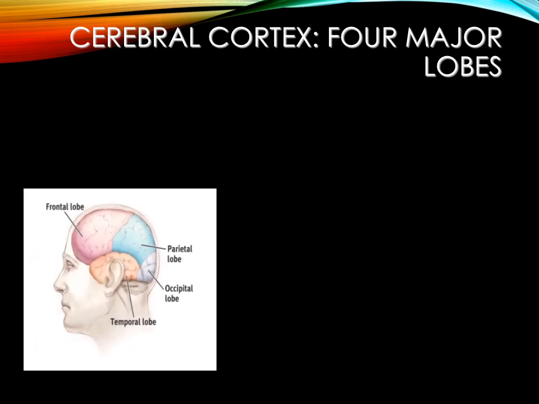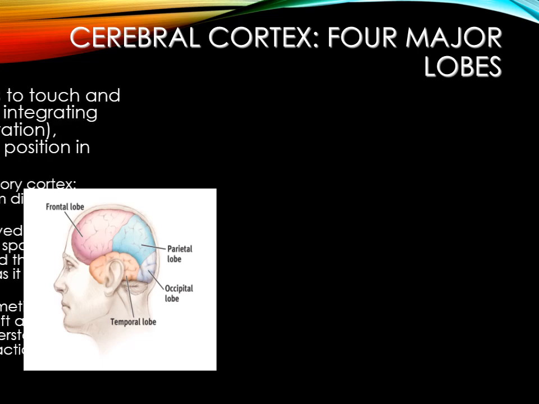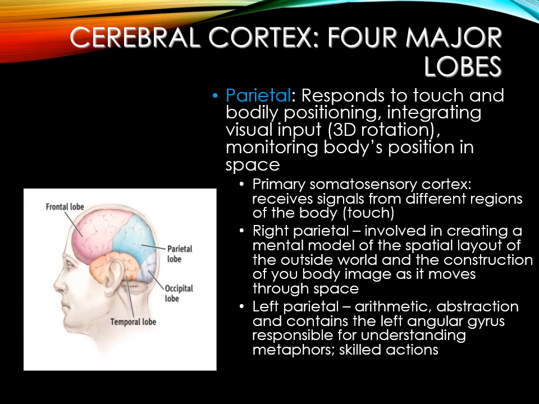Now we get to talk about the four lobes of the brain. We're going to talk about the parietal, the occipital, the temporal, and last we're going to talk about the frontal lobe. All of the lobes, with the exception of the occipital lobe, have usually one or two other parts to them that you need to know.